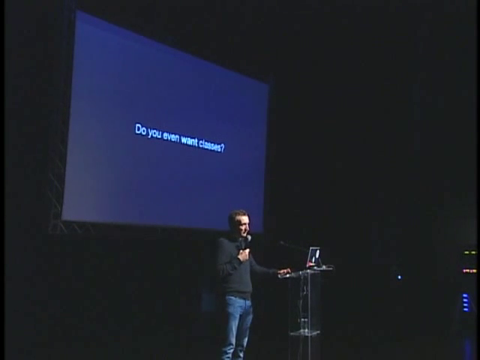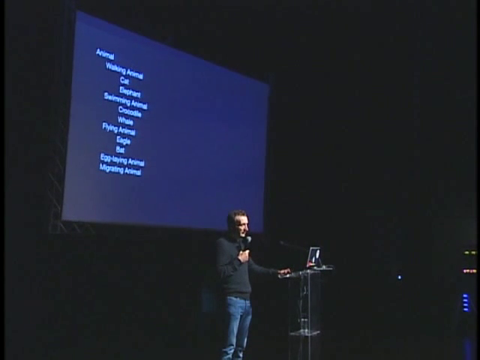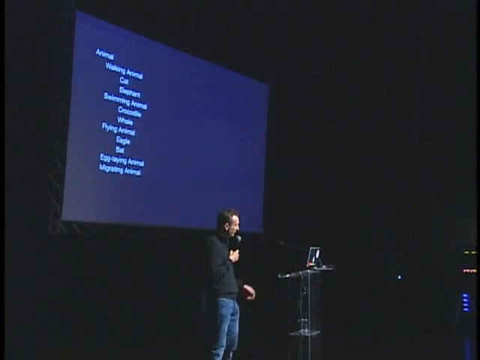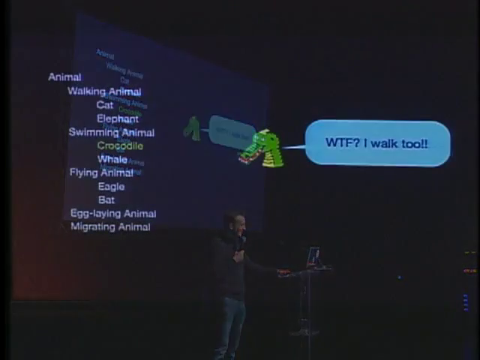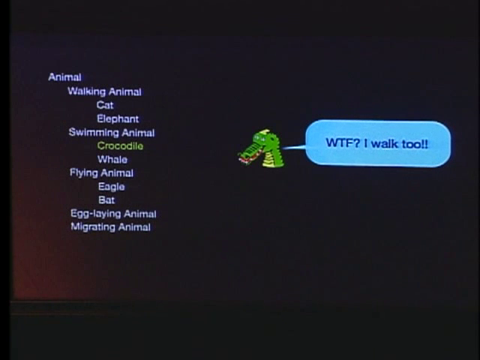And then there's the question, do you even want classes? Does JavaScript even want classes? So here's an animal hierarchy, pretty standard. Animal is the grand superclass, and then you can have a walking animal, or a swimming animal, or a flying animal, and then there's various animals, subclasses of those things. So that all looks clear and easy until the crocodile comes along, and he says something which I can't say, and then he says, I walk too. I'm not just a swimming animal, I walk too.